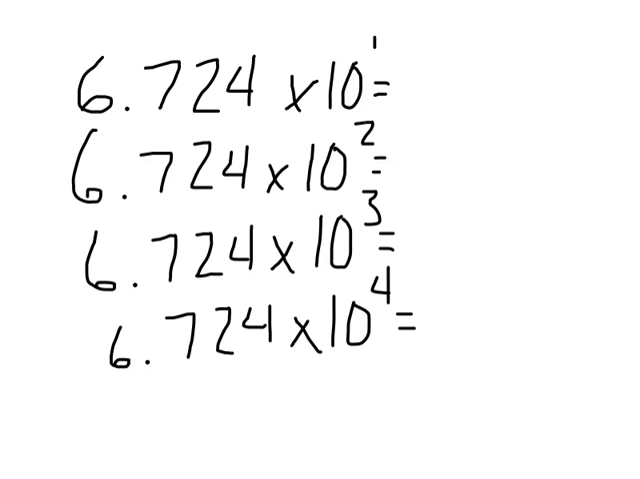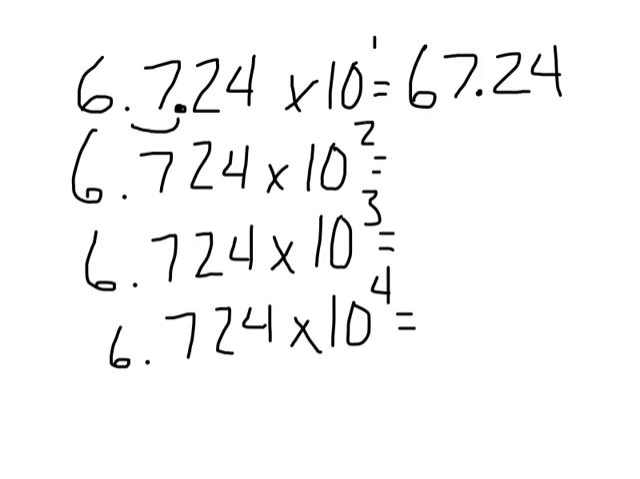Now you try a few. To multiply 6 and 724 thousandths times 10 to the first power, how many times would I need to move the decimal to the right? I would need to move it 1 time. So I'm going to move the decimal once to the right. What is my result? It's 67 and 24 hundredths.